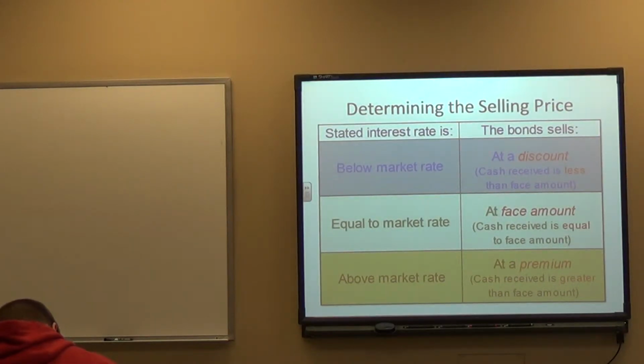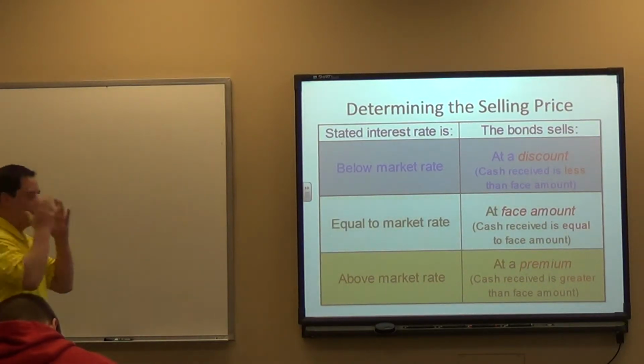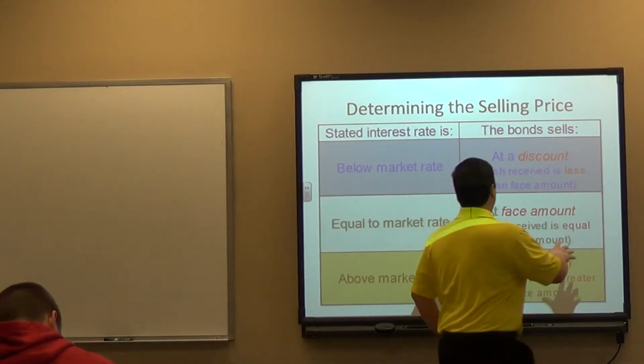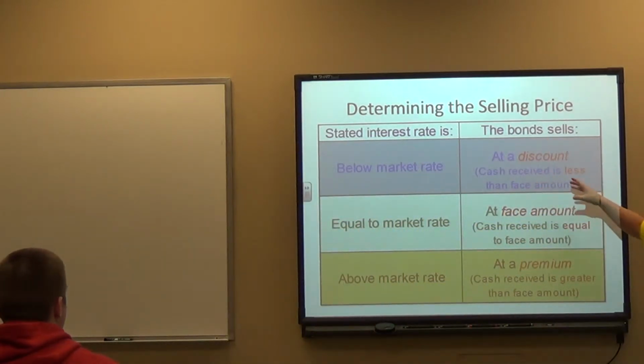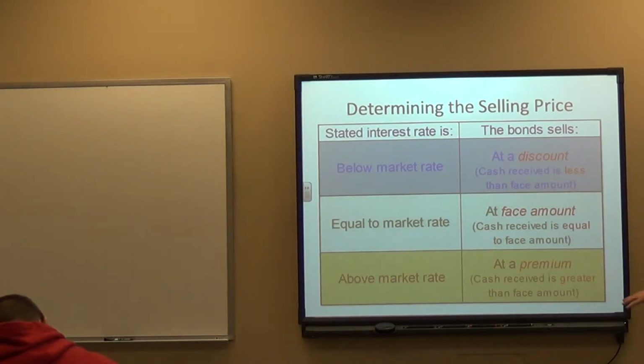All right, and also know this too. Pretty simple, but just remember what it's a discount if it's below the market rates, equal to, and then above. Just kind of know that general information there.